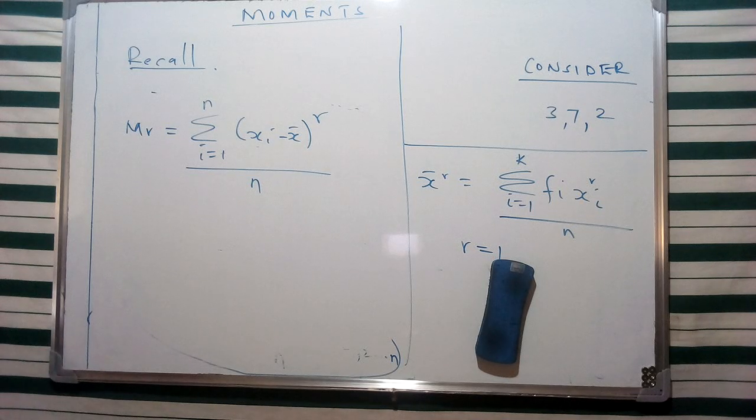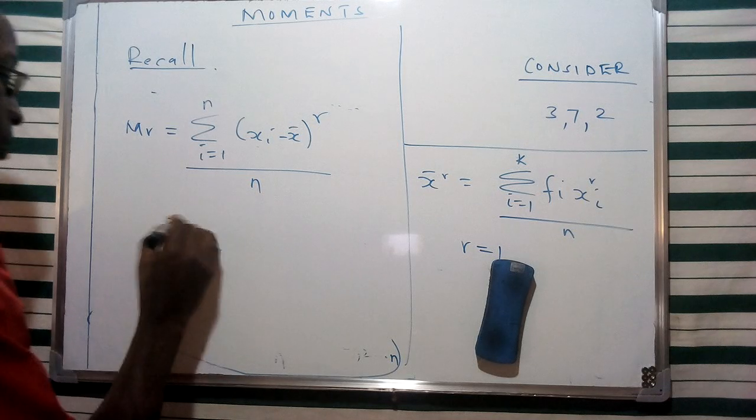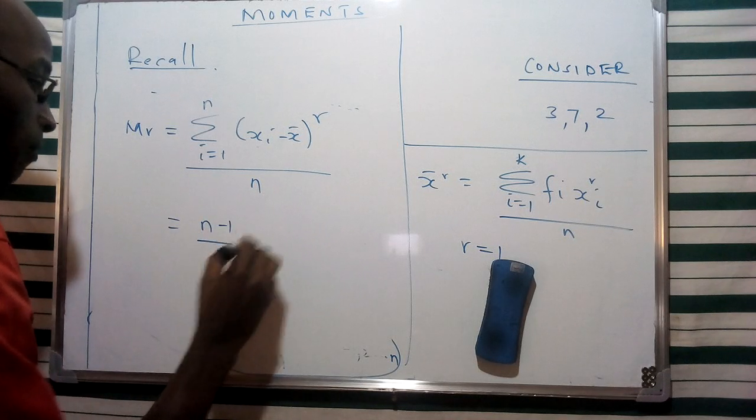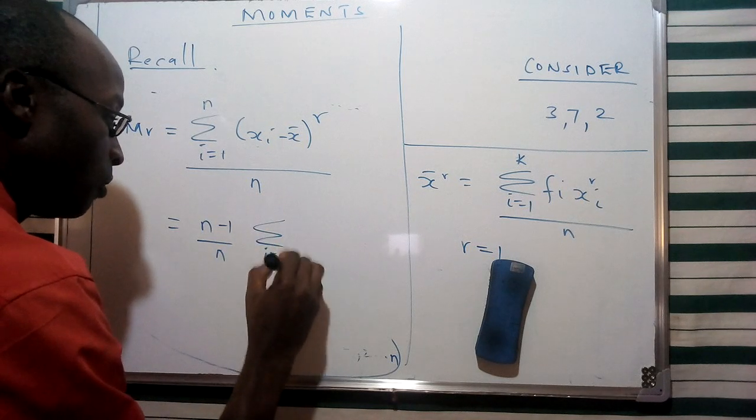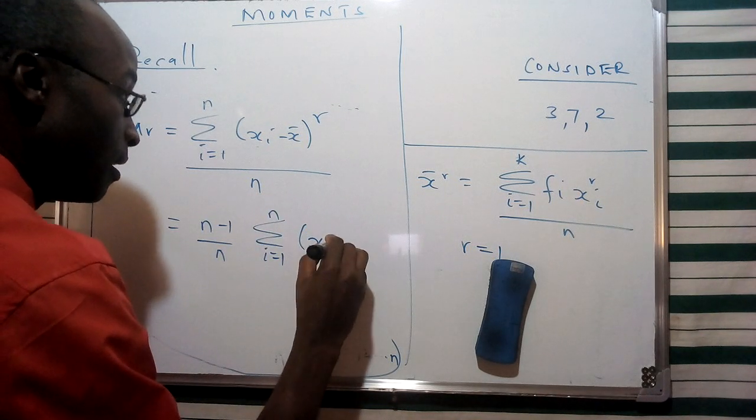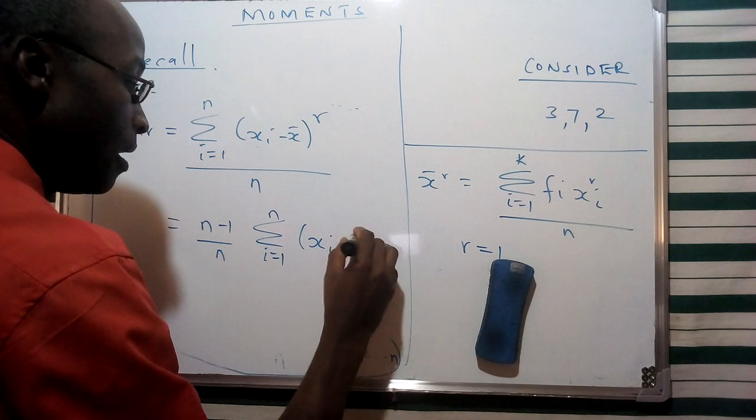So this formula as well gave us specific variations, whereby we had considered the case of this one as well equivalent to n minus 1 over n. And then we had this one as the summation from 1 to n over xi minus x bar, the mean.